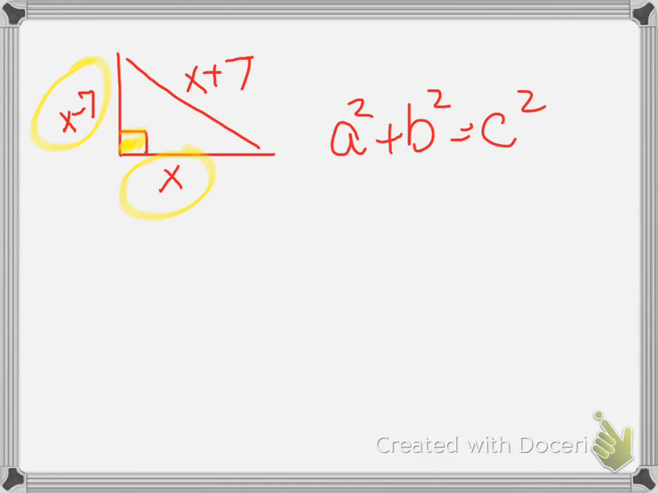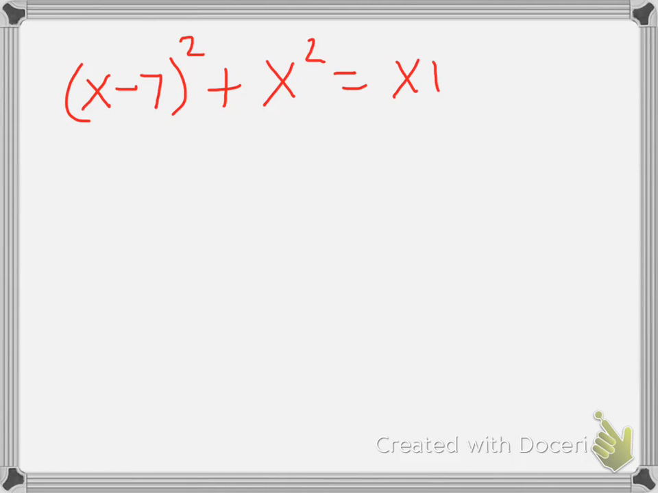So let me do this on the next page so I have room. If I put the x minus 7 in where the a is, I'm going to have to square it. And if I put the x in where the b is, I square it. And then the same thing with the x plus 7 and squared. I'm putting parentheses around them because when I square them, I want to make sure that I don't just square the 7, that I square the x minus 7 or x plus 7.